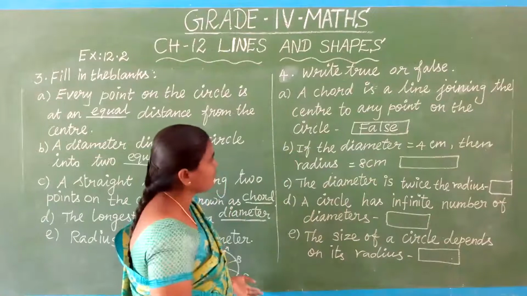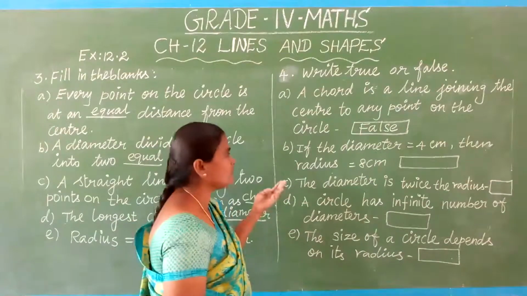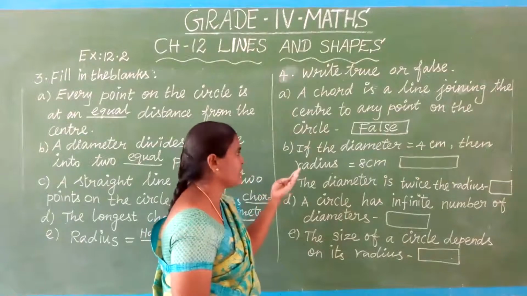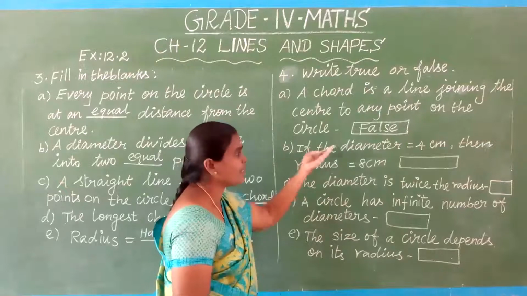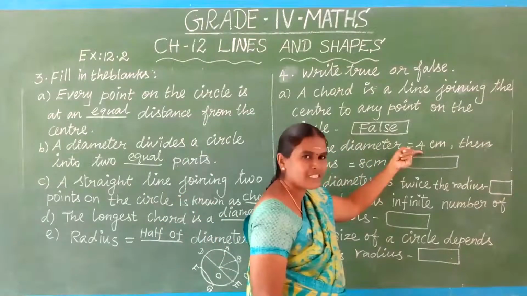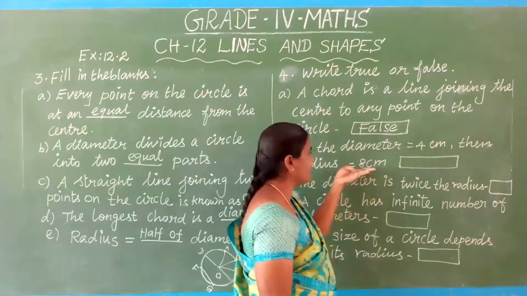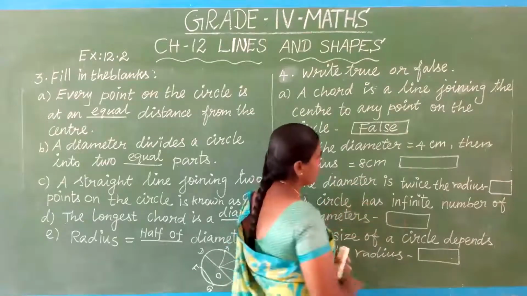Next, B question. If the diameter is equal to 4 centimeter, then radius. So what is the formula? Radius is equal to diameter by 2. That means 4 divided by 2, we get answer 2 centimeter. But here given 8 centimeter. So this is wrong. So false.